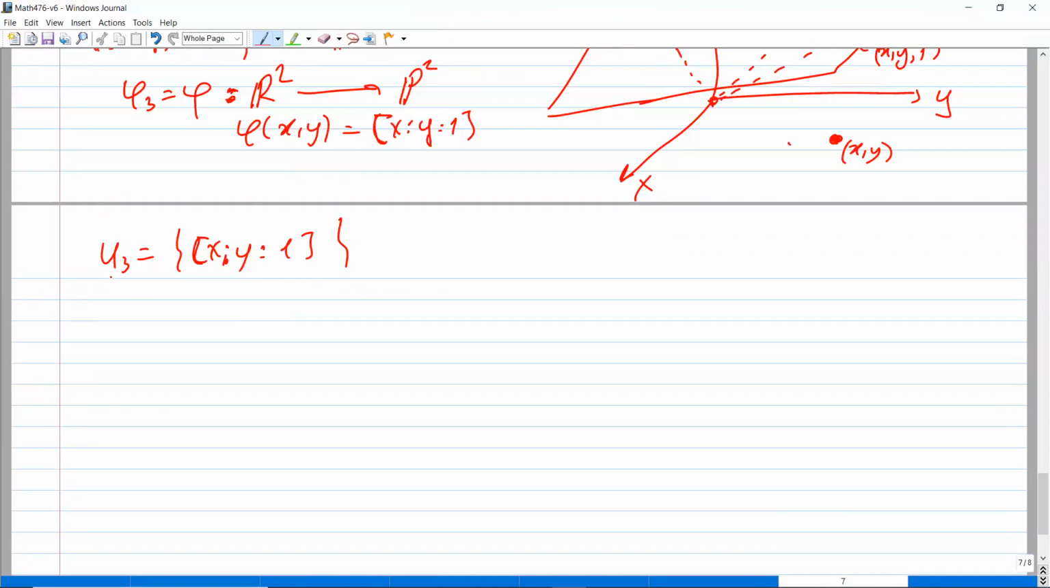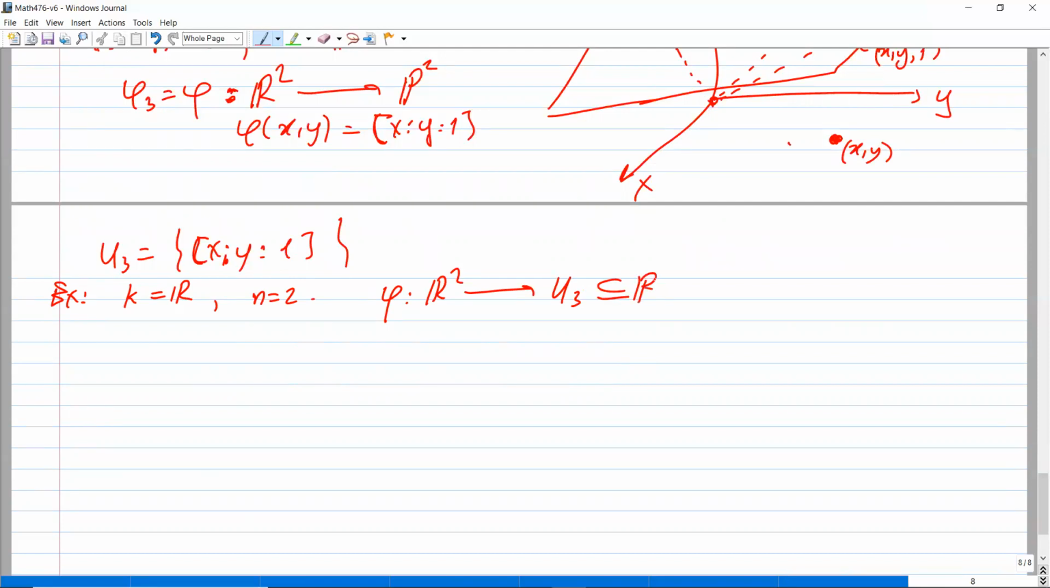In the light of this explanation, now we return to our previous example. Again, let's consider the case where this is true for an arbitrary field, but for convenience let's take K to be R, and N to be 2 again. Let's consider this function from R^2 to P^2, namely U3, which is inside P^2. So the last coordinate is 1.